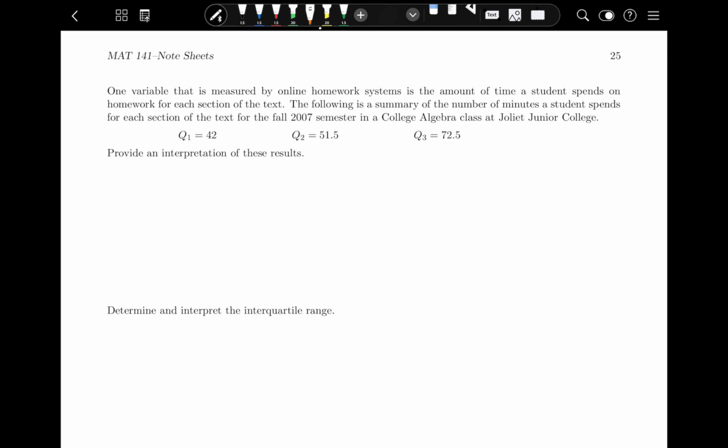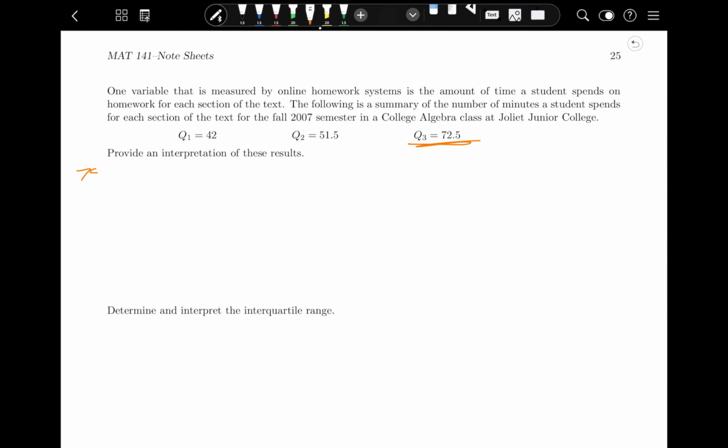Okay, so now that you've had a chance to try these, let's go ahead and talk about them. These values are for amount of time spent on the homework for the semester of a college algebra class. So provide an interpretation of results. We talked about this a little bit earlier, but there's a bunch of different ways you could interpret these numbers, and each one basically has two interpretations. But let's just do Q3 this time.